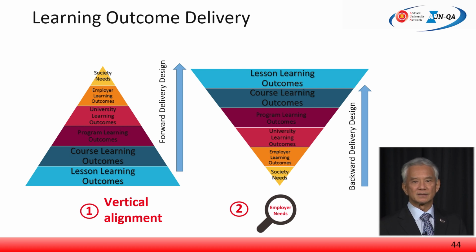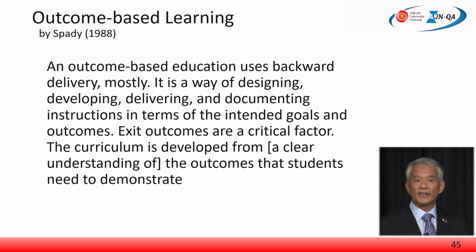The ball is then passed to individuals or groups of lecturers to design the content of each course and each lesson in each course. So, to recap, it is very important that there be vertical alignment in designing and delivering the learning outcomes. The second point is, which should be used, forward delivery design or backward delivery design? You guessed it. The majority of educational systems use backward delivery design. We start with the endpoint in mind, and that is what society and employers want to see in university graduates. And that is really the meaning of an educational system that is outcome-based.